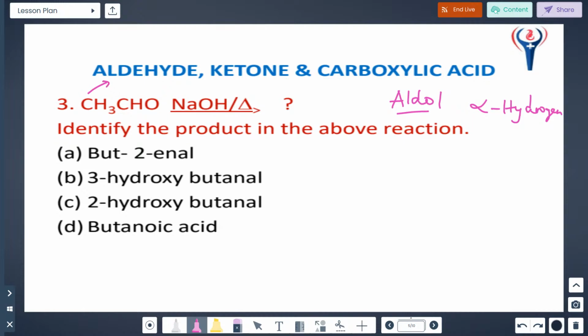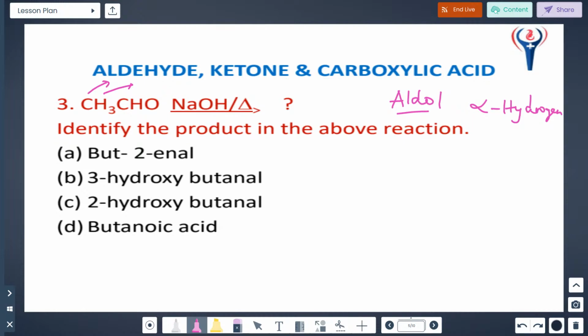Alpha carbon. This hydrogen is called what? Alpha hydrogen. Understood? The carbon which is nearer to the functional group is called alpha carbon, and the hydrogen on it is called alpha hydrogen. Now this compound is called ethanol. It contains alpha hydrogen, so only then does it undergo aldol condensation.